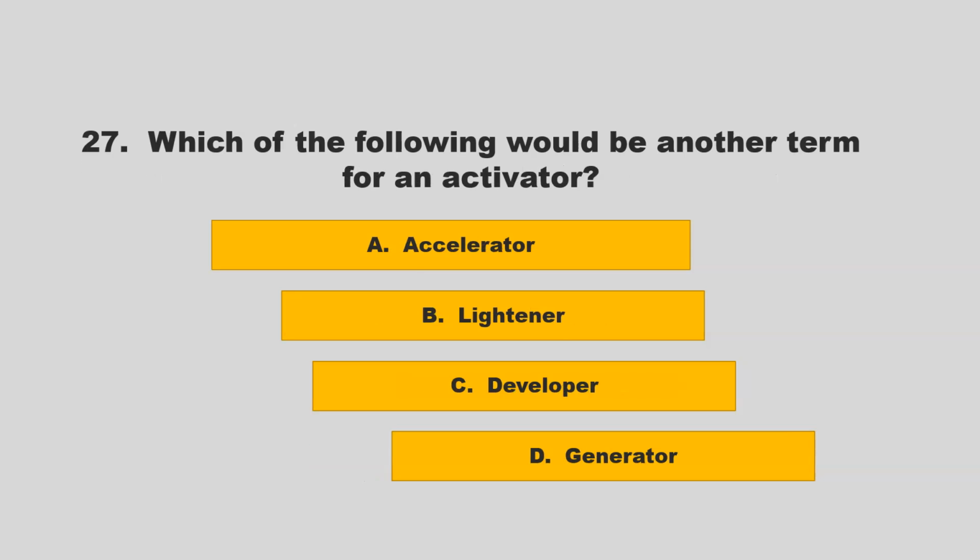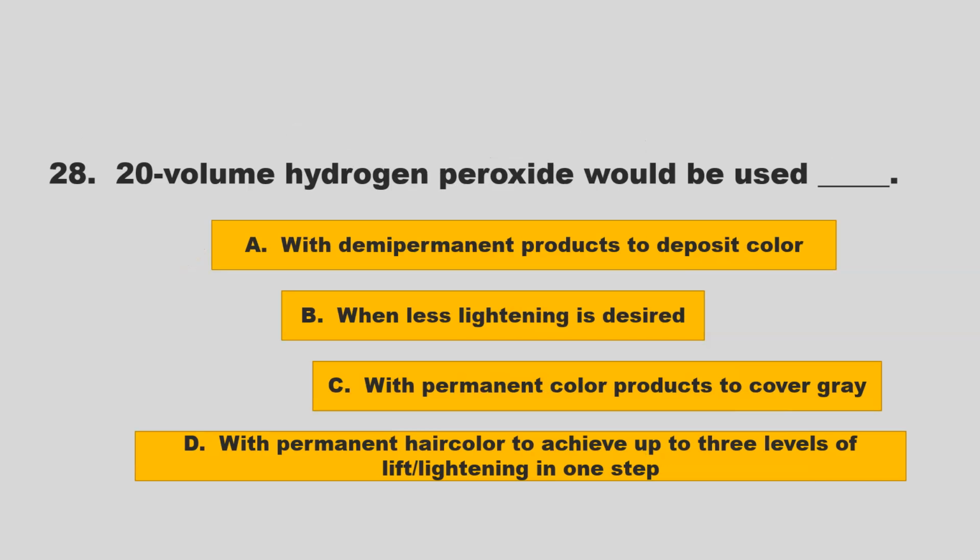Which of the following would be another term for an activator? Is it accelerator, lightener, developer, or generator? If you chose A, accelerator, you are correct.